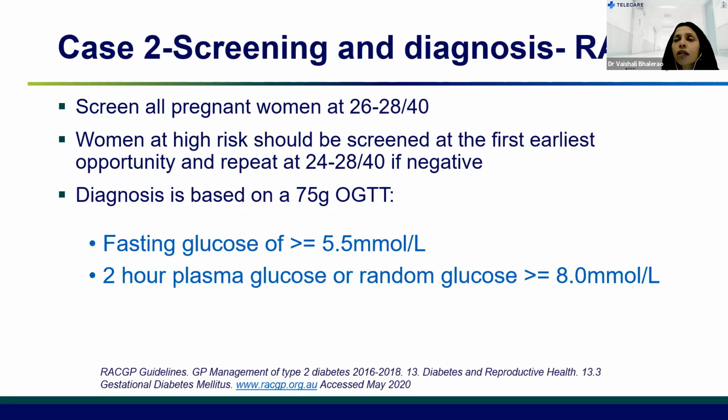According to RANZCOG, screen all pregnant women at 26 to 28 weeks. Women at high risk should be screened at the first earliest opportunity and repeated at 24 to 28 weeks of pregnancy if negative at the early stage. So diagnosis is based on a 75 g OGTT. Fasting glucose more than or equal to 5.5 millimoles per liter. 2 hour plasma glucose or random glucose more than or equal to 8.